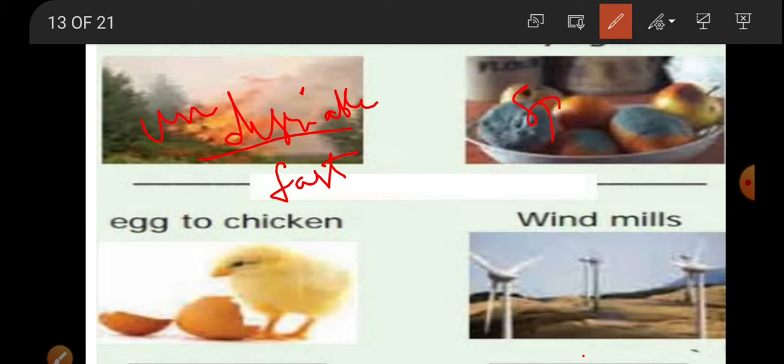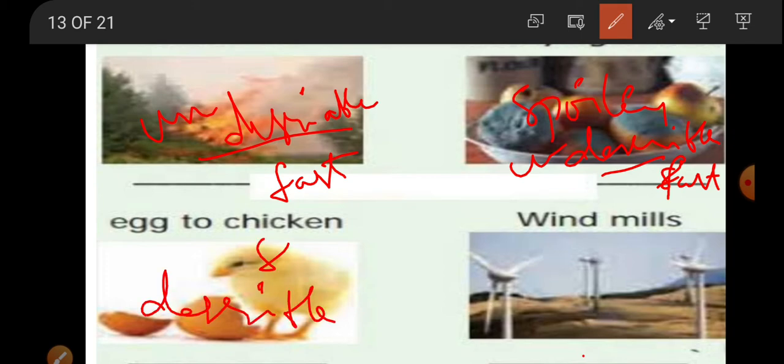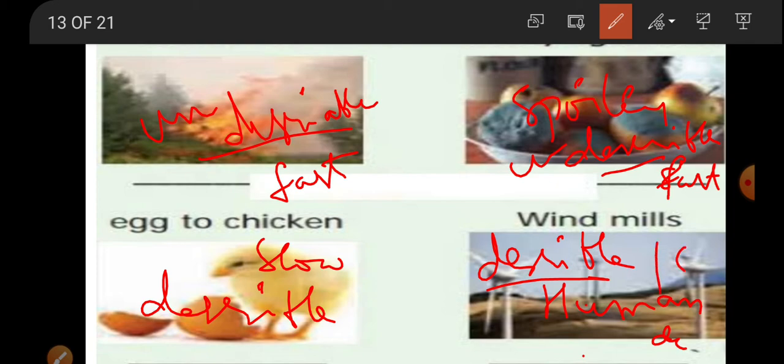It is spoiling of food. Is spoiling of food a desirable or undesirable change? Definitely it is an undesirable change. And it is also a fast change. Within 1 or 2 days it will occur. Egg to chicken, it's truly a desirable change. Yes, it's a bit slow change. Windmills, so this is a human made change. You are making the windmills, a human made, desirable change because we are producing electricity, but a slow change. Electricity production is very less and a slow process here.